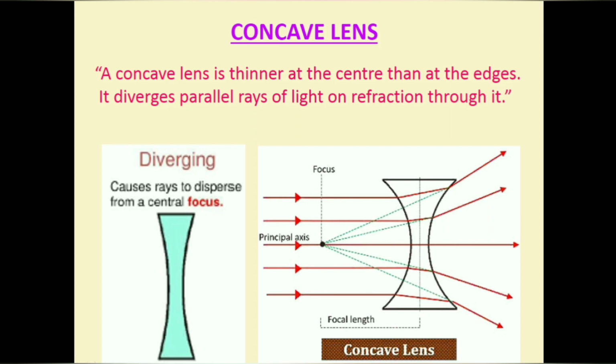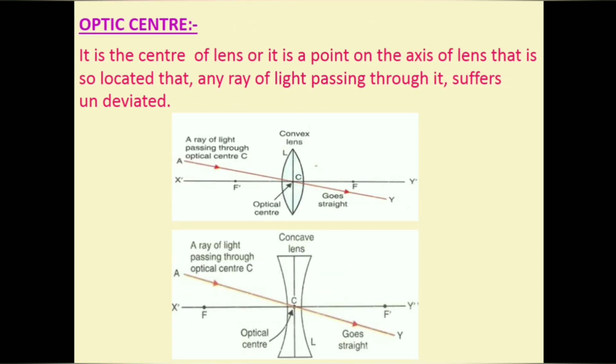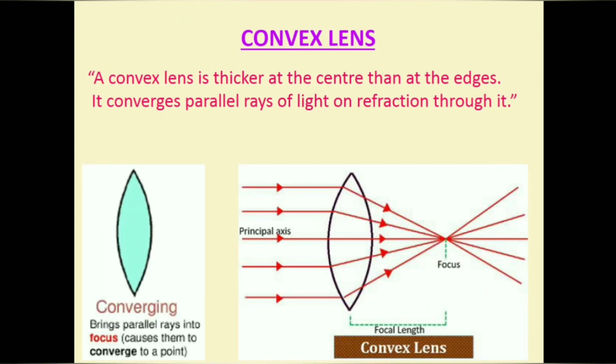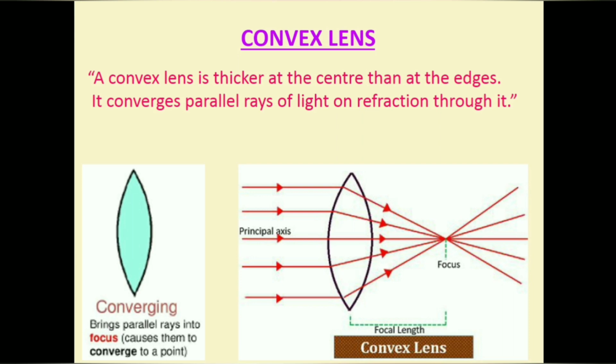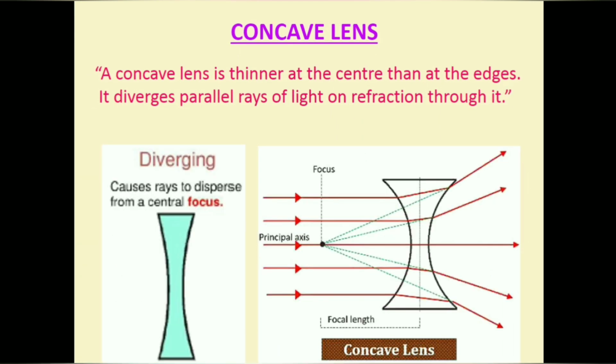So these are the two types of lens. What are the two types of lens? Convex lens and concave lens. Convex lens is also called a converging lens and concave lens is also called a diverging lens. In a convex lens, converging of light takes place after refraction and it gives a real image. In a concave lens, diverging of light takes place after two times refraction and it gives a virtual image.